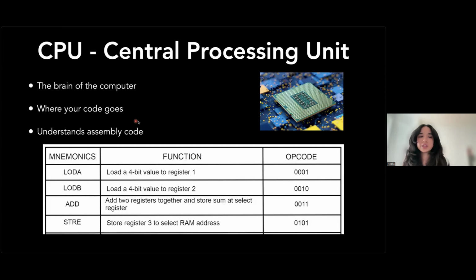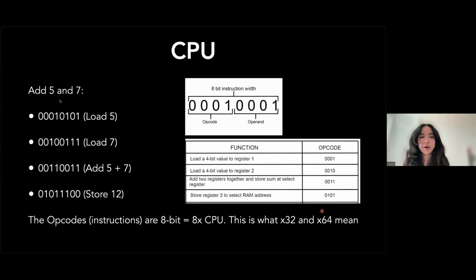And so it understands what's called assembly code. So all of the instructions that the CPU executes are in assembly code or binary. So for example, 0001 represents loading a value. And then 0011 means add two values together. So just as an example, if we wanted to tell it to add 5 and 7, we have these instructions.